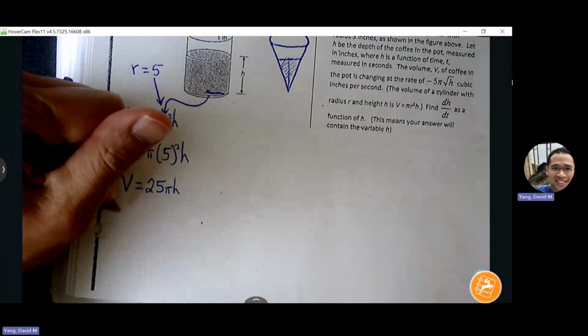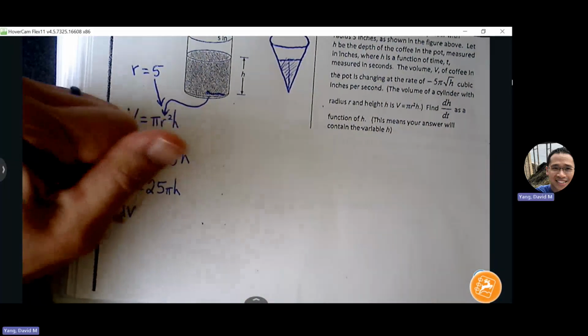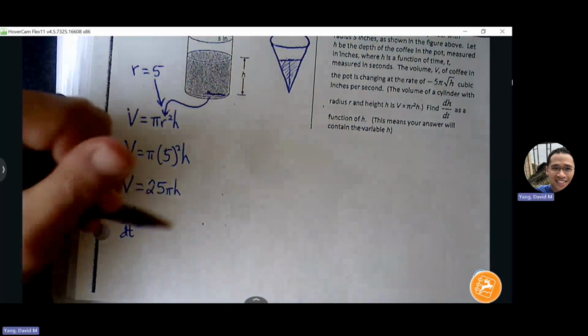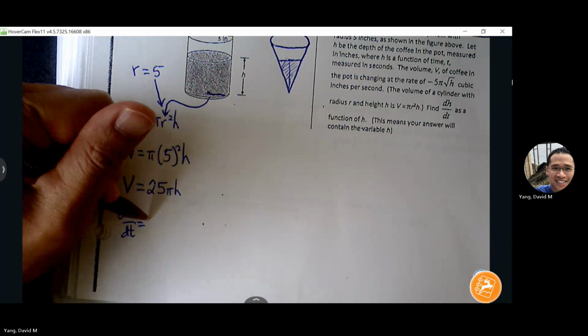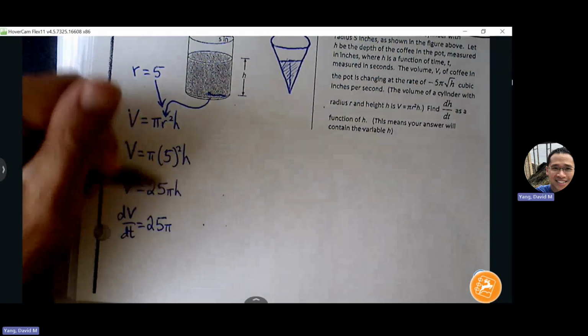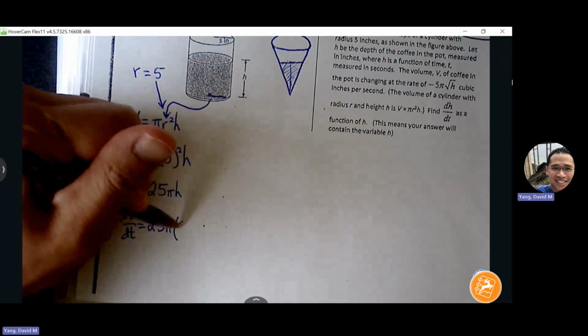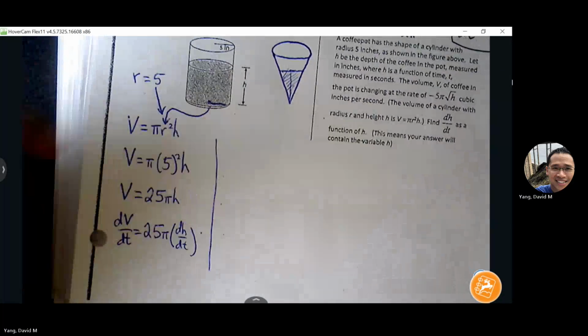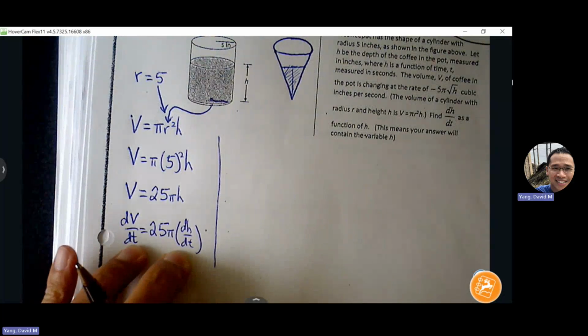So V becomes dV over dt, and 25 pi H becomes 25 pi, which is not going anywhere. It's still attached to the variable. When the H goes away to a 1, the dH dt shows up. Okay, so we have the calculus step taken care of.